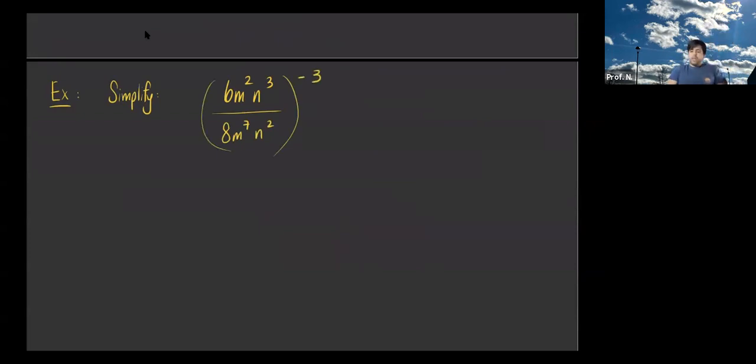example. What if I get this? Simplify the following. I got 6m squared n cubed all over 8m to the 7th, m squared raised to the negative 3. My goodness gracious. What in the world do we do?